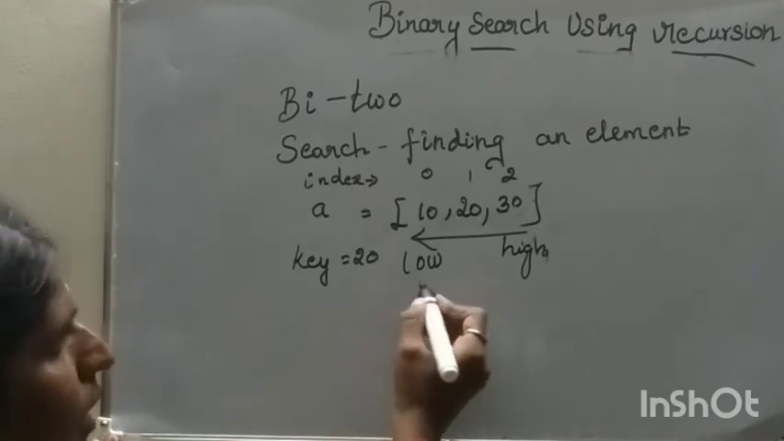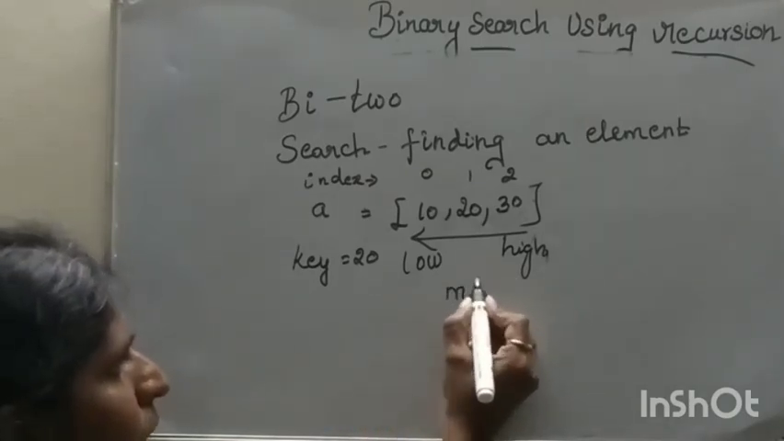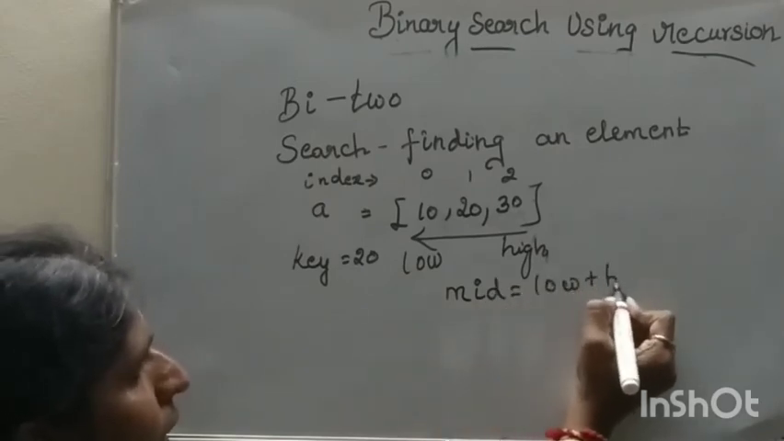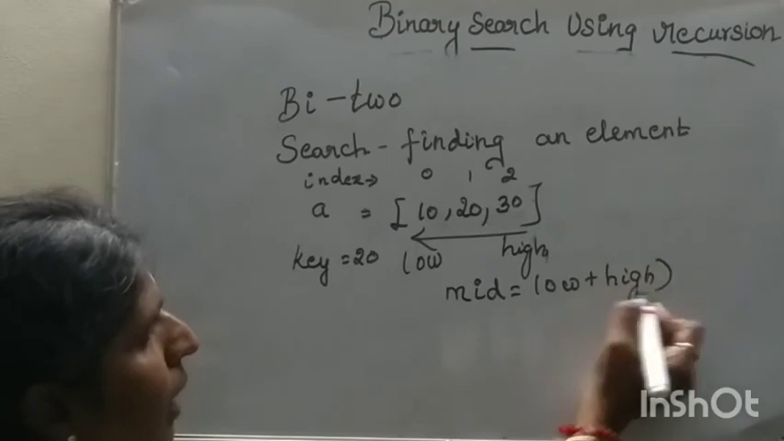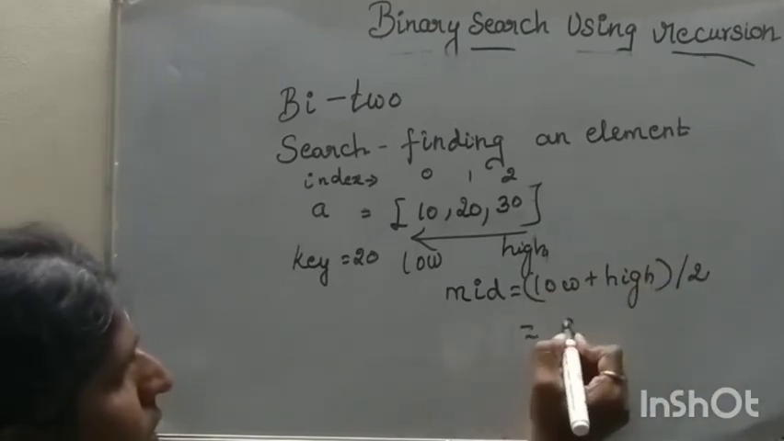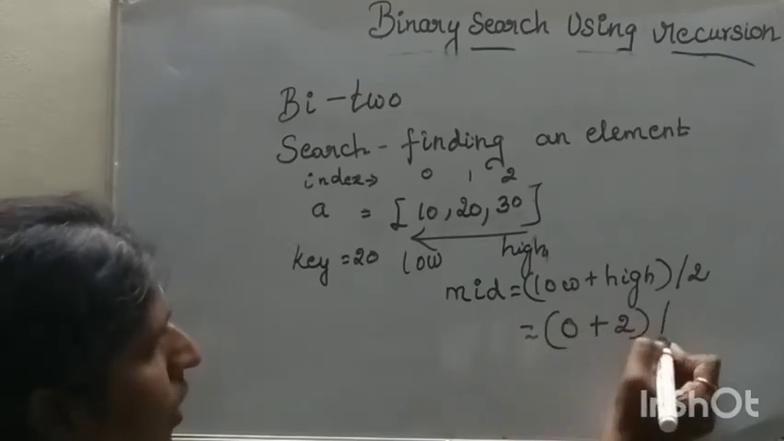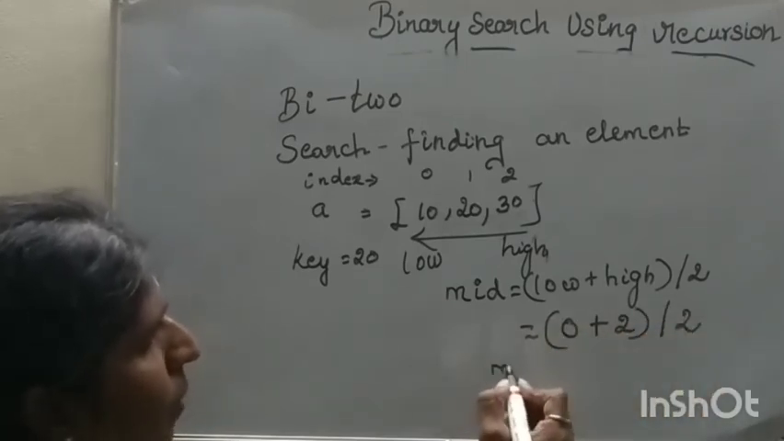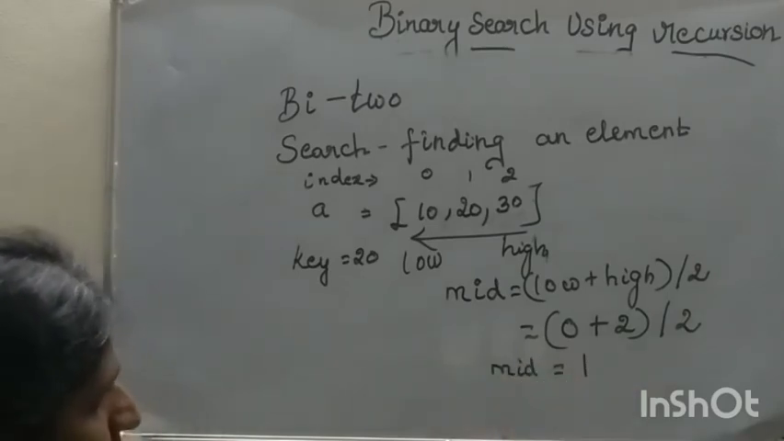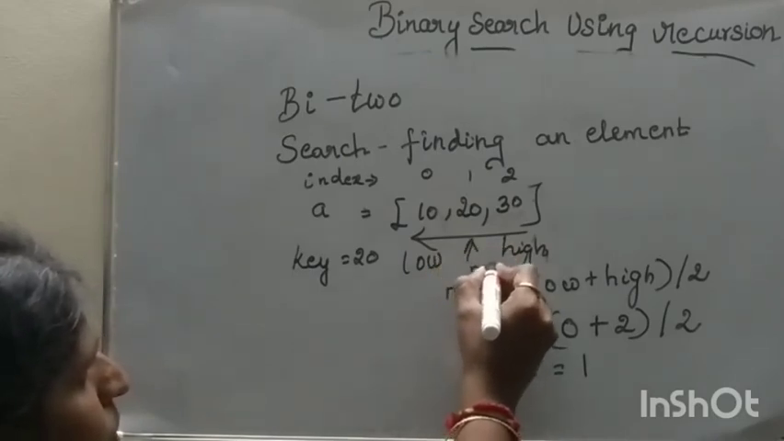Again, you know the low and high values, so find out the mid value. Mid equals low plus high divided by 2. Here the low value is 0 and the high value is 2, divided by 2. The mid value points to index 1. This is your mid value.